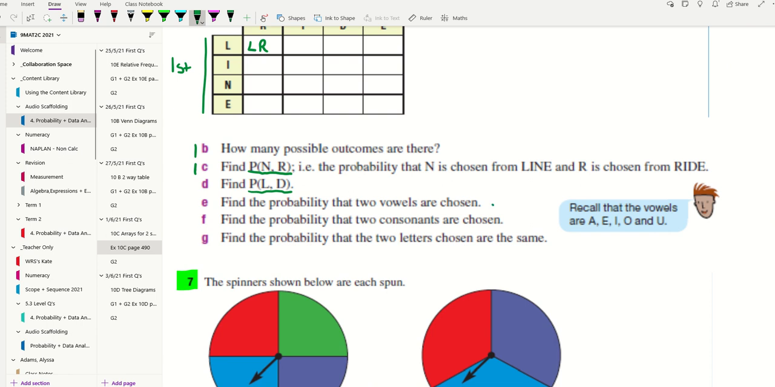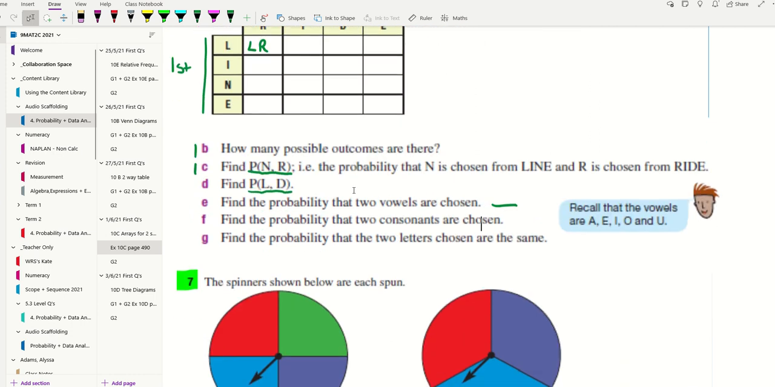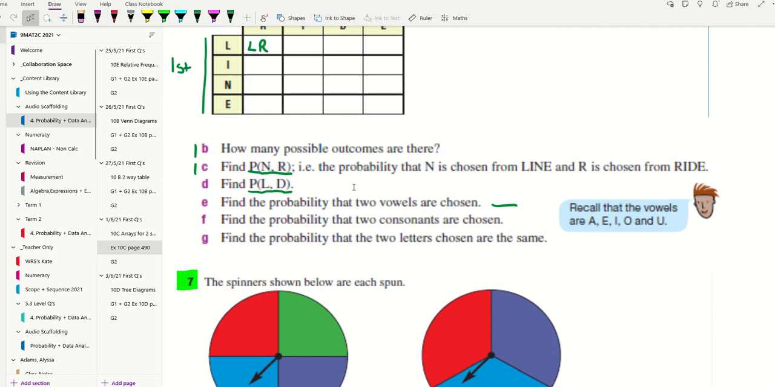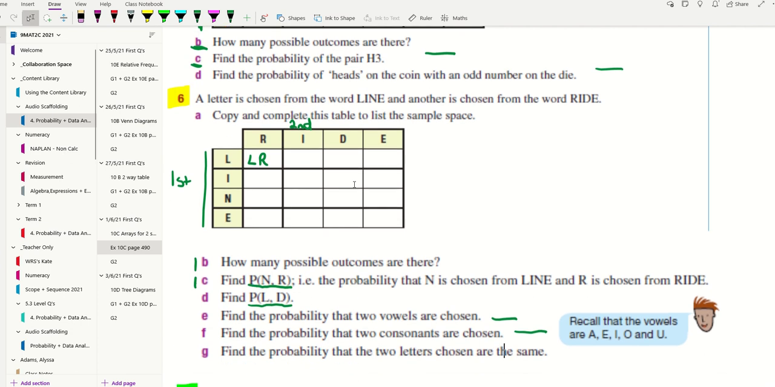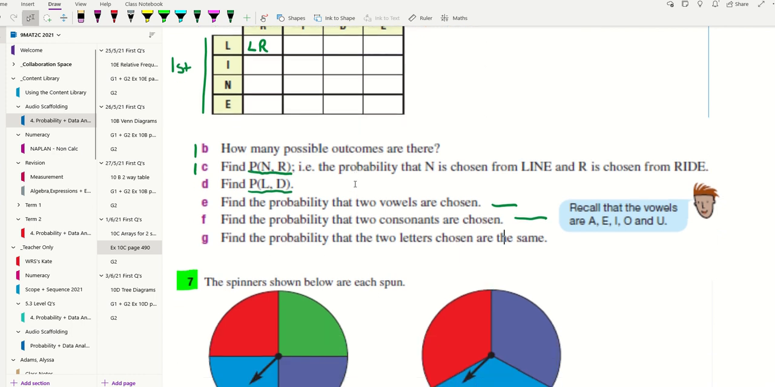Now you're after the probability that 2 vowels are chosen. So you've got 2 vowels in line and you've got 2 vowels in ride. You're looking for the combinations where you have 2 vowels and you're going to be counting up how many there are and then putting it over the top as a total. Find the probability that 2 consonants are chosen. It's the same thing. You've also got 2 consonants in line and 2 consonants in ride. So you need to find out when, for instance, you've got them lined up. So L and R is 2 consonants.